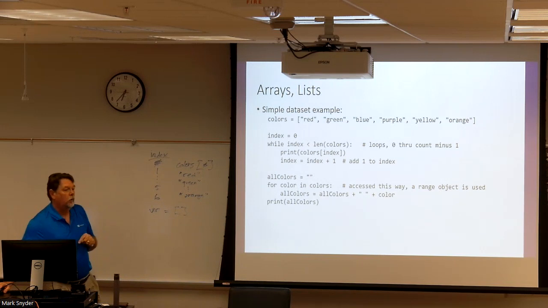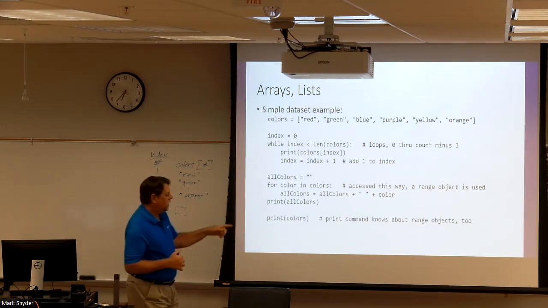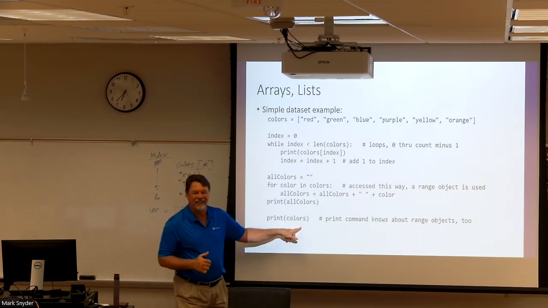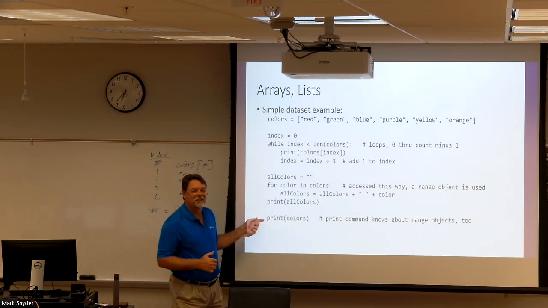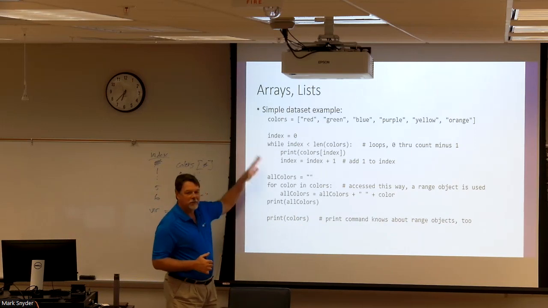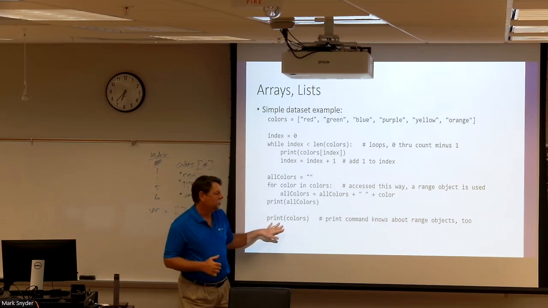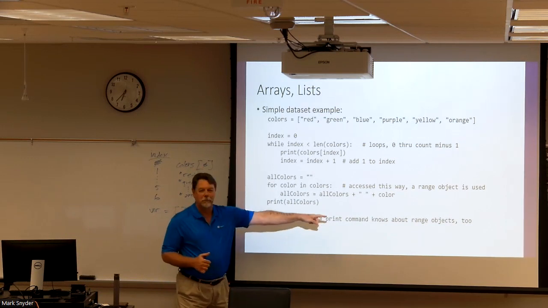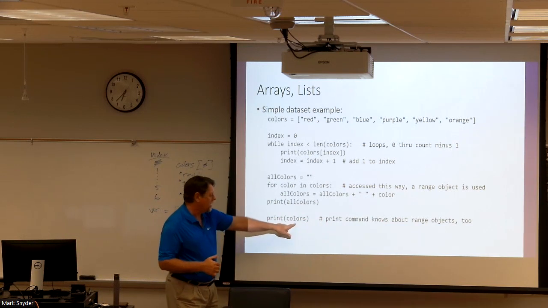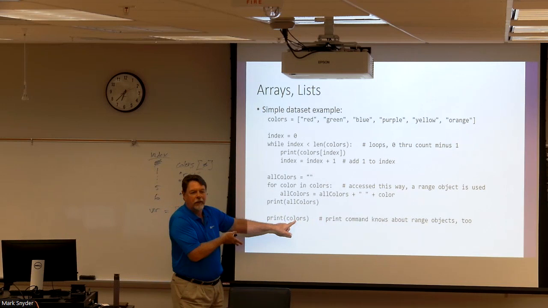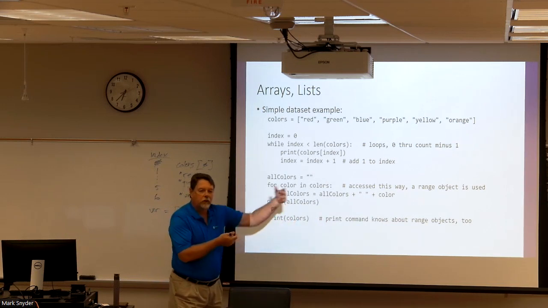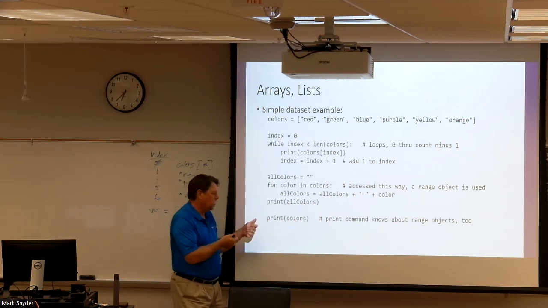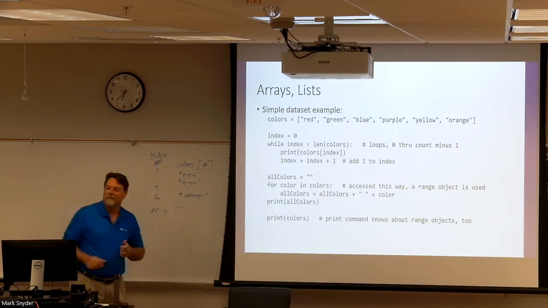You want to see another, even better way to do this? Is to just say print colors. This does the same thing as these two. Because the print function, guess what? The built-in print function knows about range syntax too. So when it's passed a list, it says, oh, well, can you give me a range over that list? And I'll just print each one of them for you. So boom, there you go. One line.